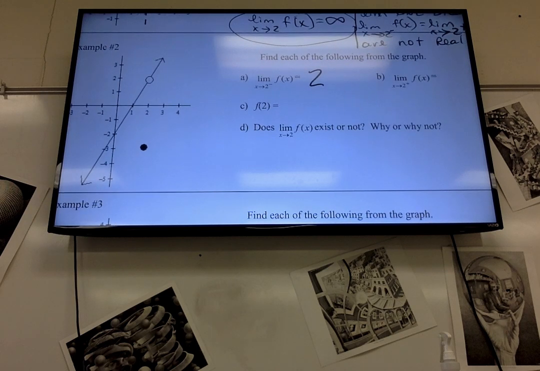What about the next one, Daniel? 2. It is also 2 because I'm approaching 2 from the right-hand side. So it's like I'm going down this line. I'm still getting closer and closer to the y value of 2.